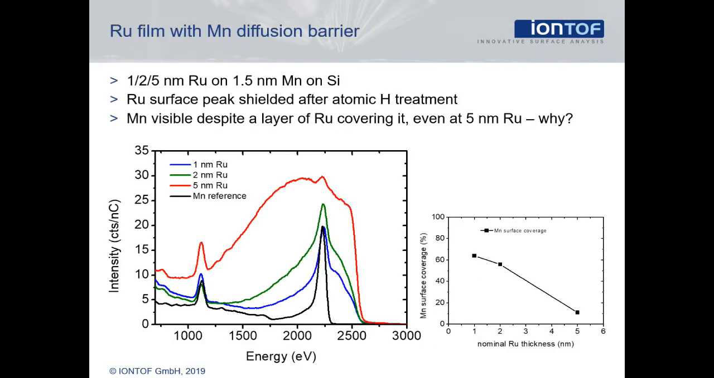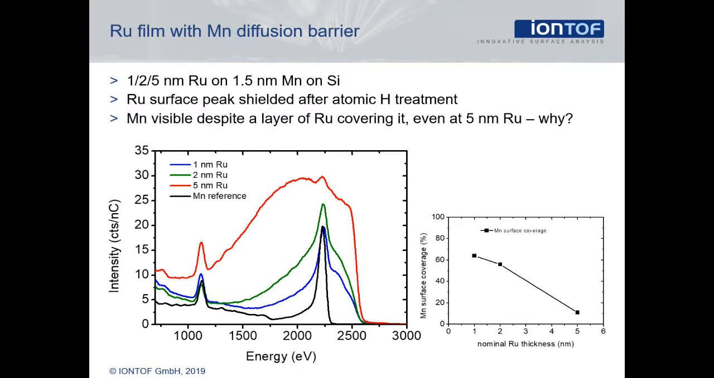This slide shows a more practical application from the field of semiconductors. Manganese-based diffusion barriers for ruthenium films were studied with 1, 2, and 5 nanometers of ruthenium covering 1.5 nanometers of manganese. The 3 keV LEIS spectra are shown after atomic hydrogen treatment. Only oxygen and manganese surface peaks are visible.